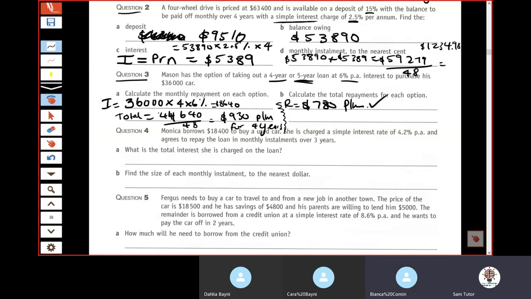And then obviously calculate the total repayments. We've already done that. So you would have already done that in 44,000, and then whatever the total repayment was here before you divided it by 60. Dahlia, Kara, all good with that as well? Yep.